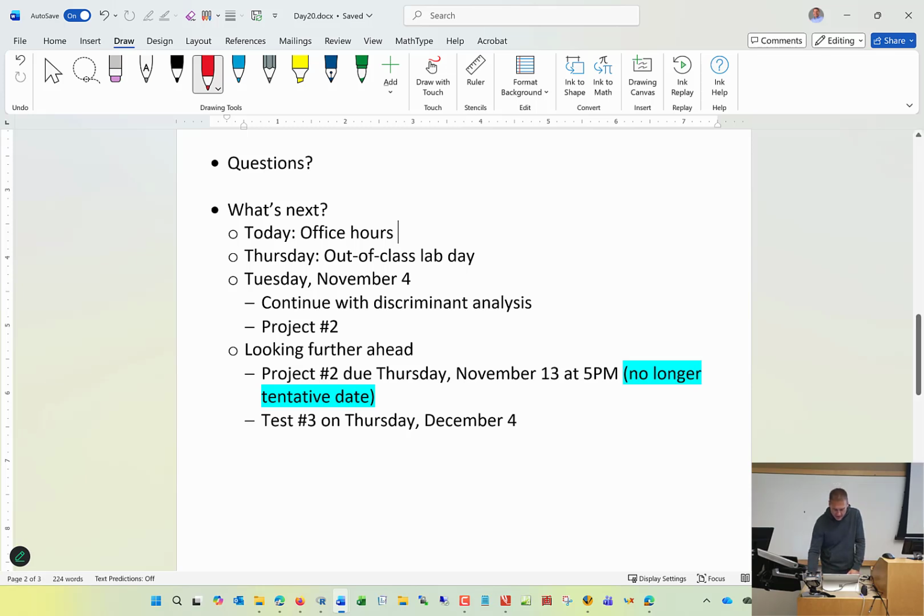Looking further ahead, Project number 2 is due Thursday, November 13th at 5 p.m. I thought I was going to get farther today, farther than what I did. And so I'm going to, again, still say that's a tentative due date because of that problem number 3. You still don't have enough background to quite do problem number 3. If you read a little bit more in the notes, you'll be able to actually get it all. But we didn't get as far as I wanted to. Test number 3 is Thursday, December 14th. Are there any questions? Okay, that's all for today.